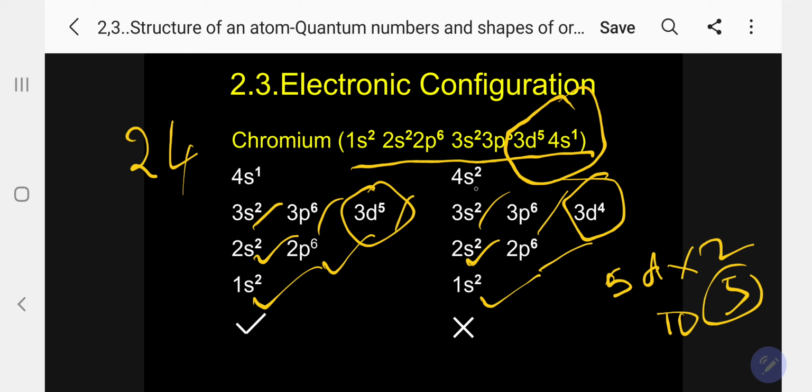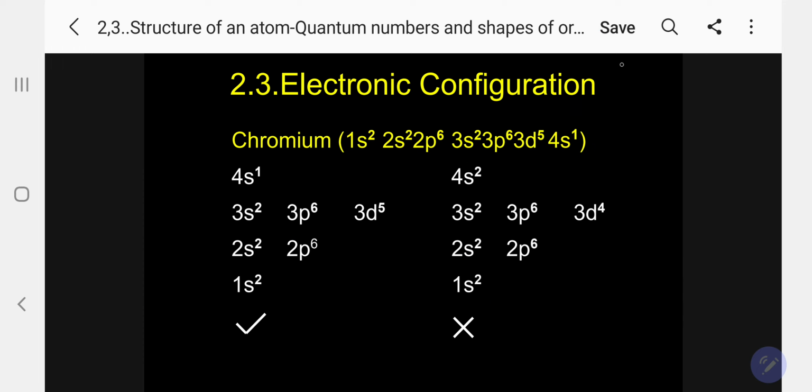So it can collect 1 electron from s, becoming 3d5. So this is the correct configuration representation: 3s2, 3p6, 3d5, 4s1. But not this. This is wrong according to this rule. Kindly follow. Chromium is a specific example: half-filled is more stable than the incompletely filled d orbital.